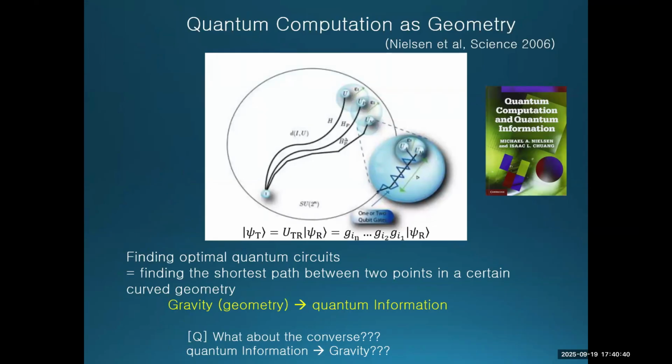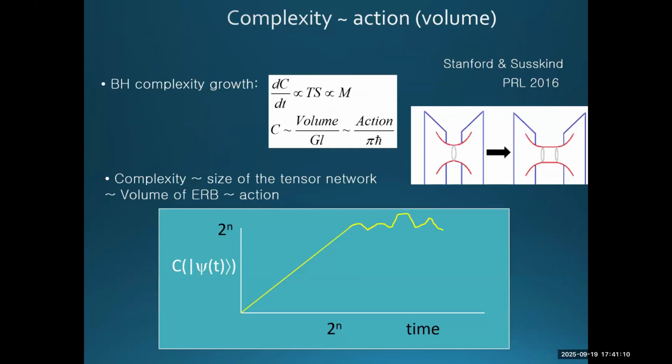Finally, I introduced the other famous works by others. All these works are related to this paper. In this paper, Wilson et al. argued that finding complexity in quantum computing is related to gravity, finding the minimum path. And Susskind argued that quantum complexity is related to the action of gravity.